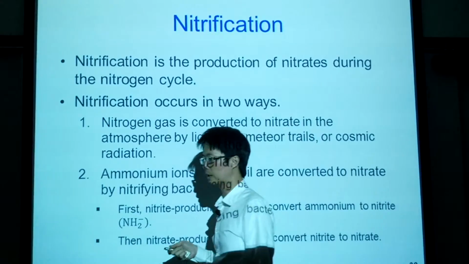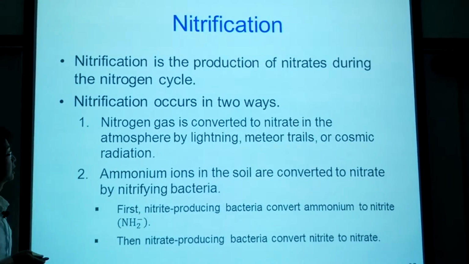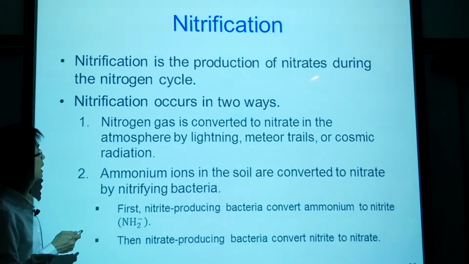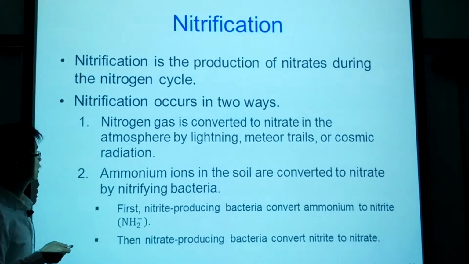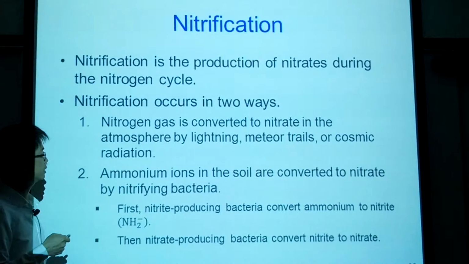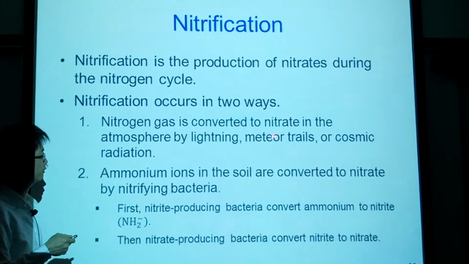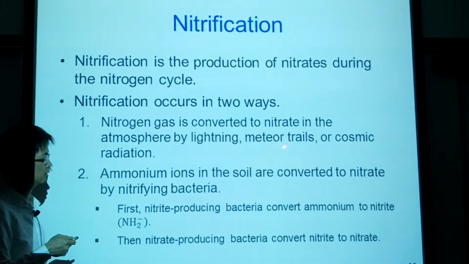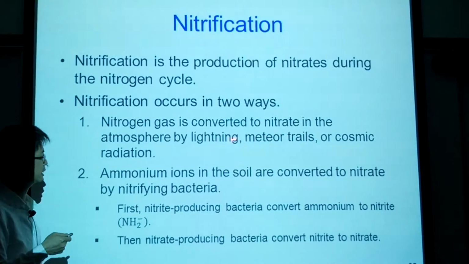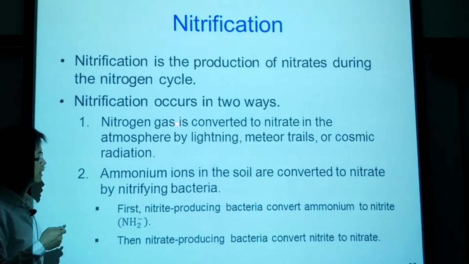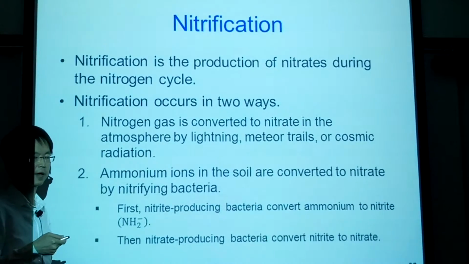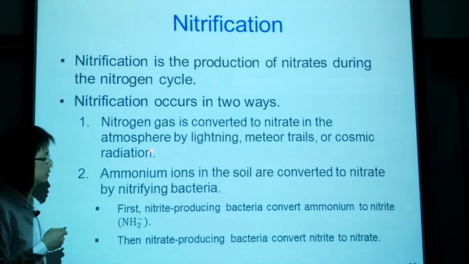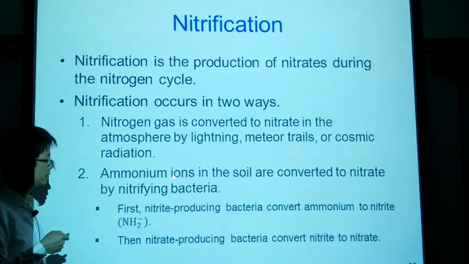Other than nitrogen fixation, we have nitrification. Nitrification is the production of nitrate. We have two ways to make nitrate. One is that nitrogen gas is converted into nitrate by high energy lightning or meteor trail or cosmic radiation. So the conversion of nitrogen gas to nitrate requires a lot of energy, so it is not very common to happen. And the ammonium ion in the soil can be converted into nitrate by nitrifying bacteria.